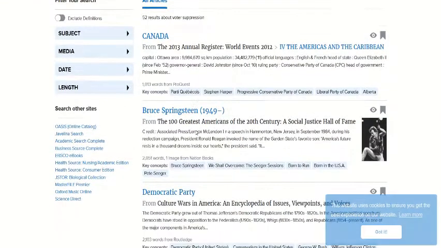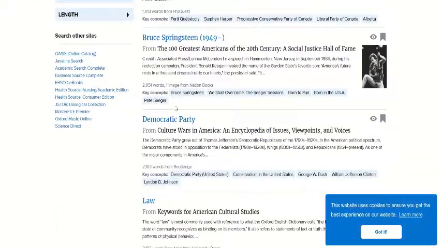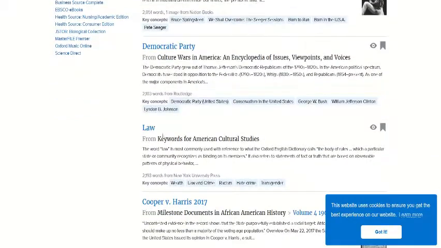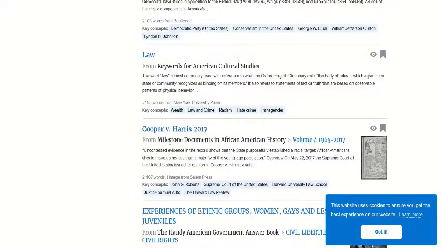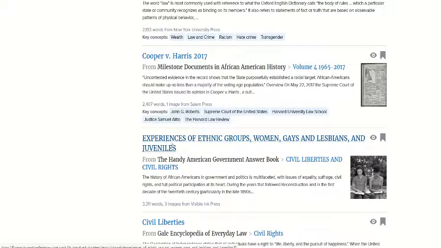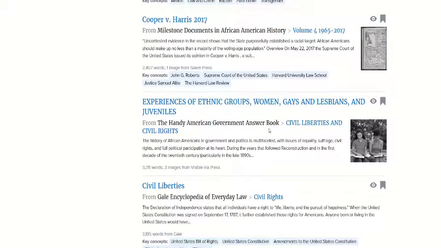52 articles. Bruce Springsteen for some reason. Democratic Party. Law from Keywords for American Cultural Studies. Cooper versus Harris. Milestone documents in African American history. Yes, I'll accept your cookies. Experiences of ethnic groups, women, gays, lesbians, and juveniles from the Handy American Government Answer Book.